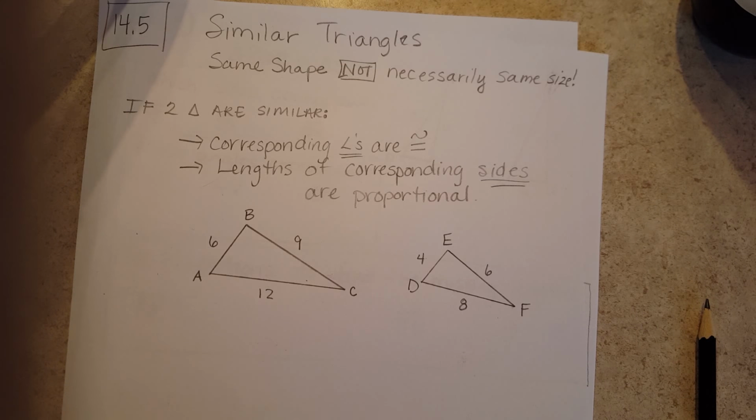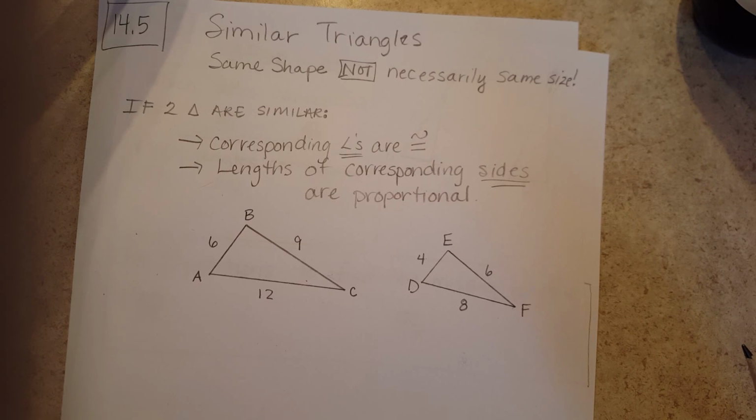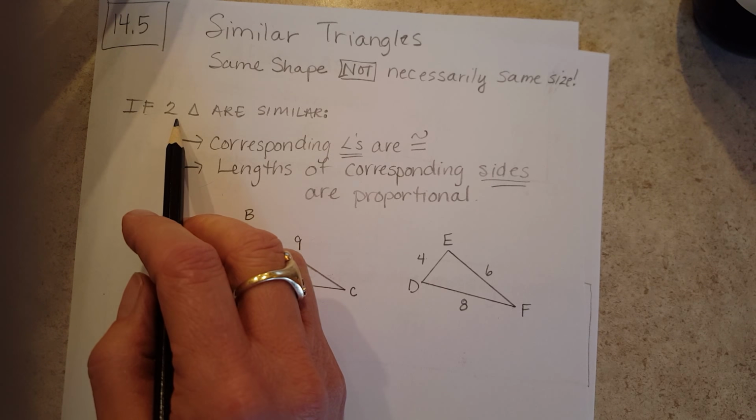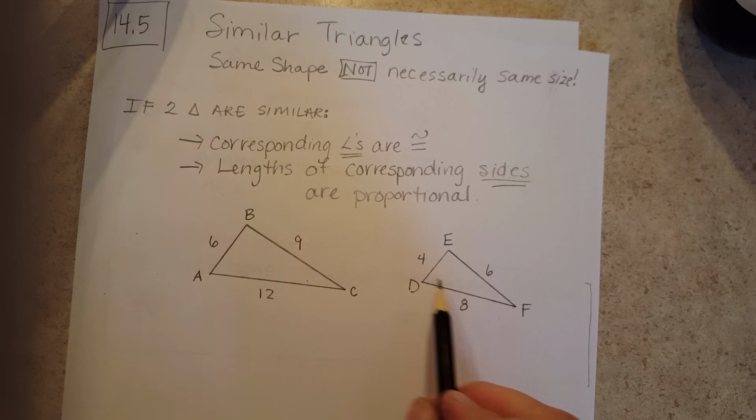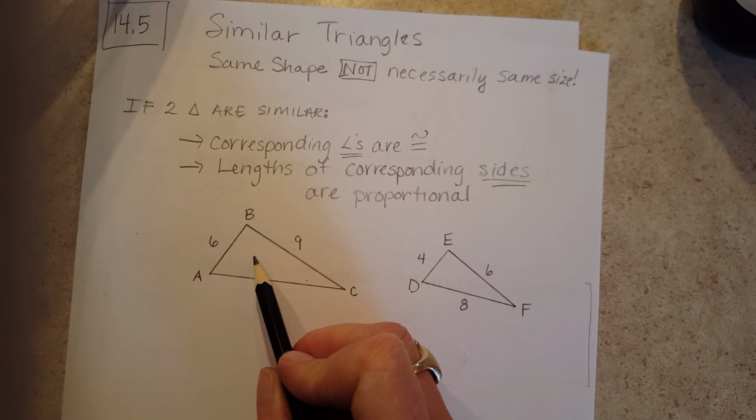Okay, similar triangles, 14.5. Some instructions for you before you go ahead and do this assignment. Similar triangles are same shape triangles, but not necessarily the same size. Congruent triangles would be the same size and same shape, but similar triangles will have the same shape, but not the same size. Two things that you need to remember with similar triangles: the angles of the two triangles would be similar. The angles are congruent.